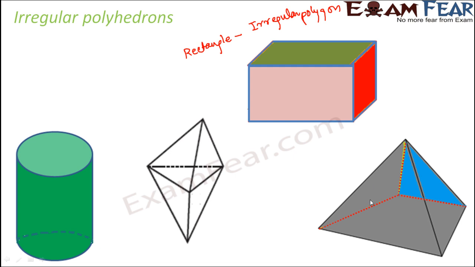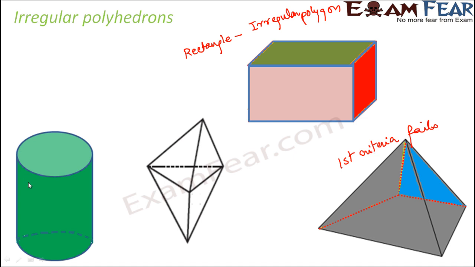Let's look at the second example where we look at this pyramid. So this pyramid has a quadrilateral base and 3 triangles. So when you look at the quadrilateral, this is not a regular polygon. So therefore in this case also the first criteria fails because it is not made up of regular polygons.